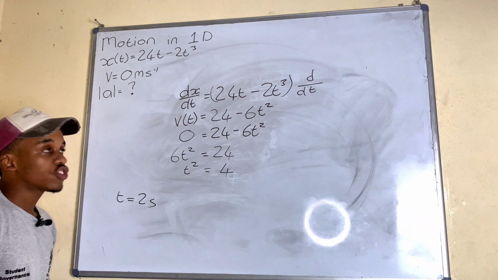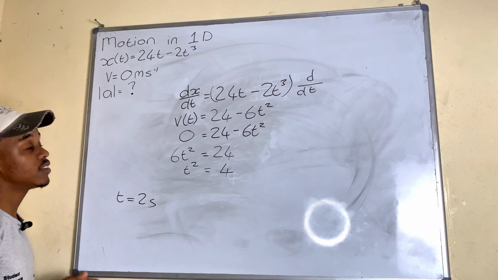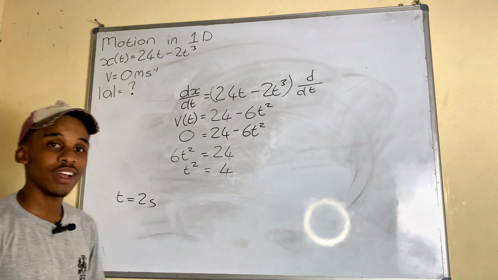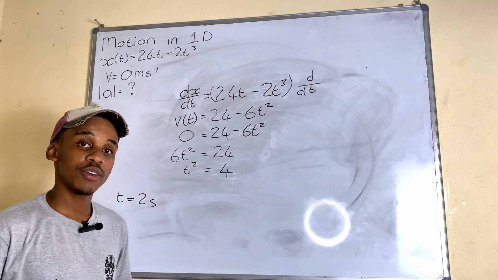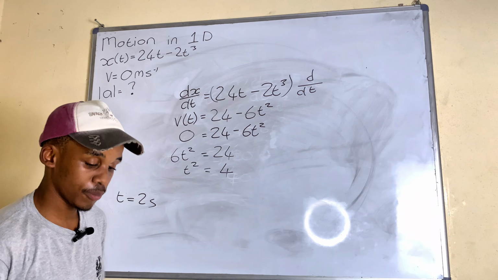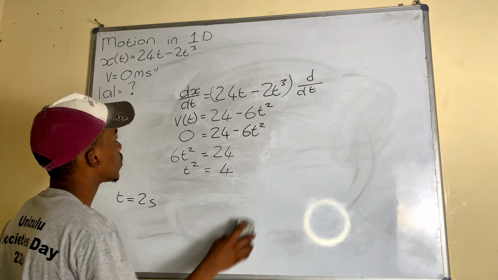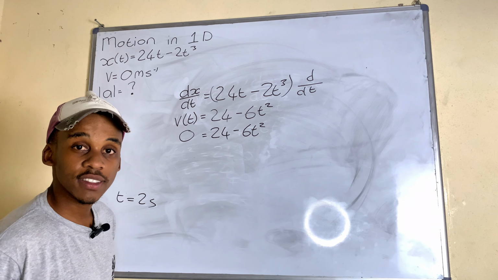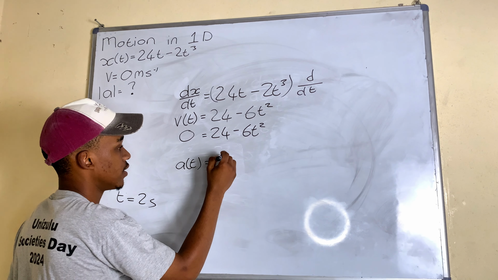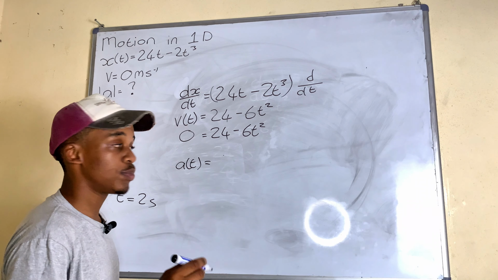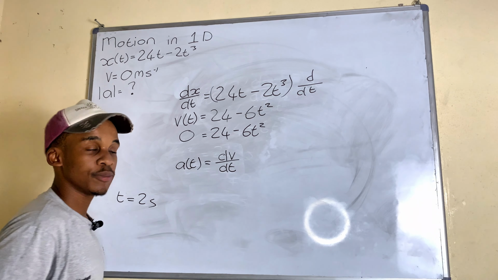Continuing with our question, remember, we're supposed to find the magnitude of our acceleration when our velocity is equal to 0. To solve for acceleration, we know by now that acceleration is given by the derivative of the velocity with respect to time, or simply dv over dt.